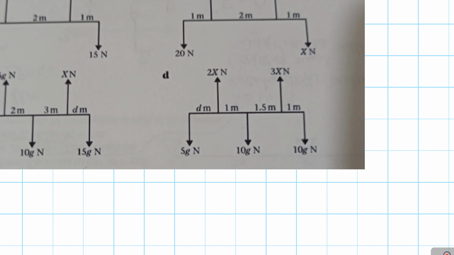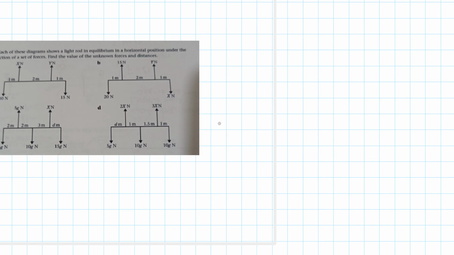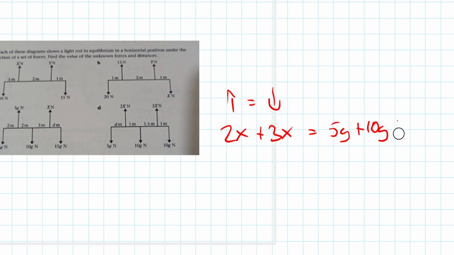So part D, we have got actually several unknowns here. 2 unknown forces and 1 unknown distance. So we start off with up equals down. So upwards is 2x plus 3x, and that's equal to 5g plus 10g plus 10g. So that gives you 5x is equal to 25g. So x is equal to 5g. That's a very straightforward one. We didn't need to do moments there.